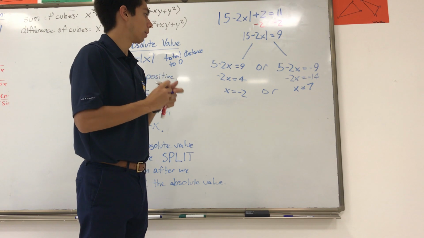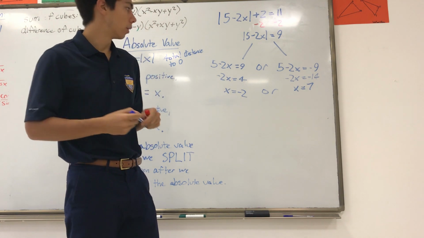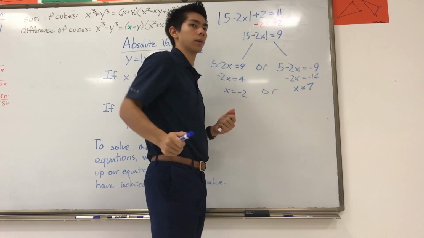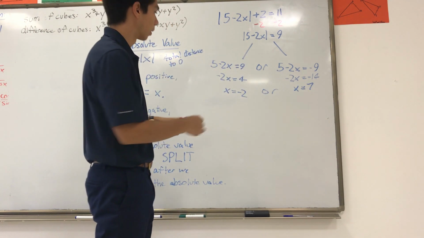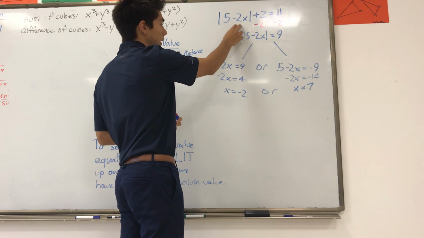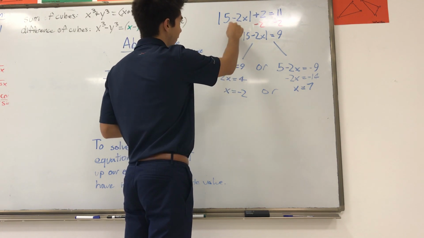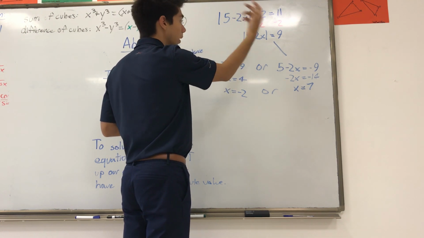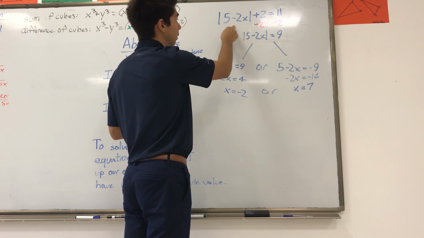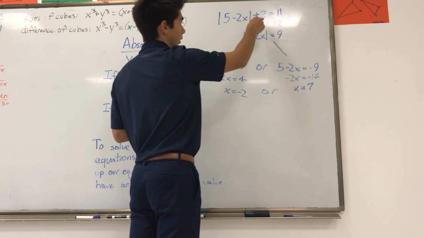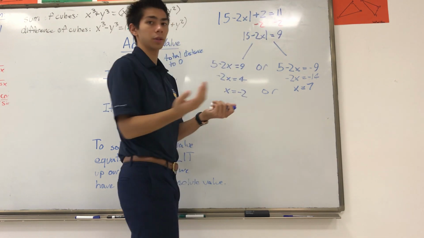The correct answer would be to tell me both of these, not just one, but either of them work if you plug them into the function. So if I plug negative 2 into this function again, I would say that 5 minus 2 times negative 2 would be 5 plus 4. That would give me 9. The absolute value of 9 plus 2 equals 11. So 9 plus 2 equals 11.